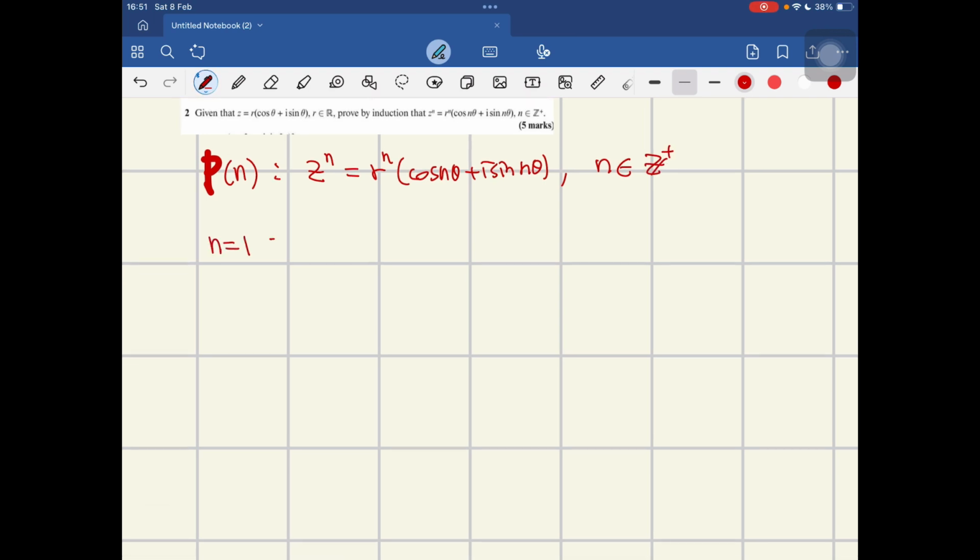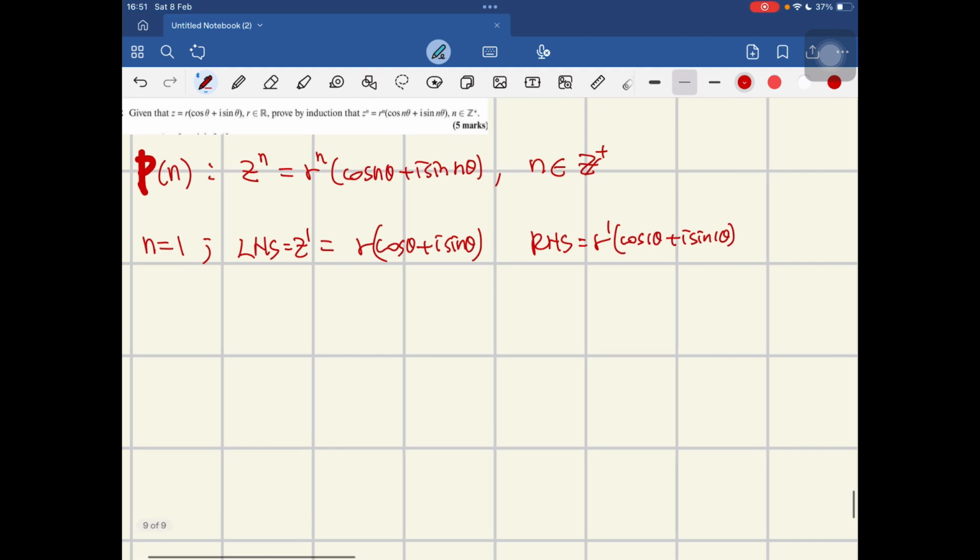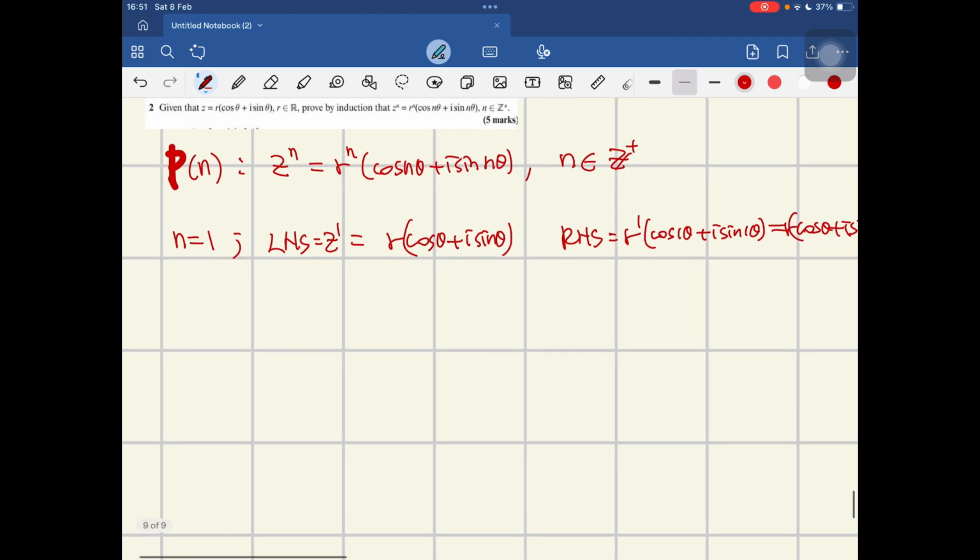When n equals 1, the LHS is z to the power of 1, which is r (cos theta plus i sin theta). The RHS is r to the power of 1 (cos 1 theta plus i sin 1 theta), which is r (cos theta plus i sin theta). So the LHS and RHS are equal, therefore it's true.